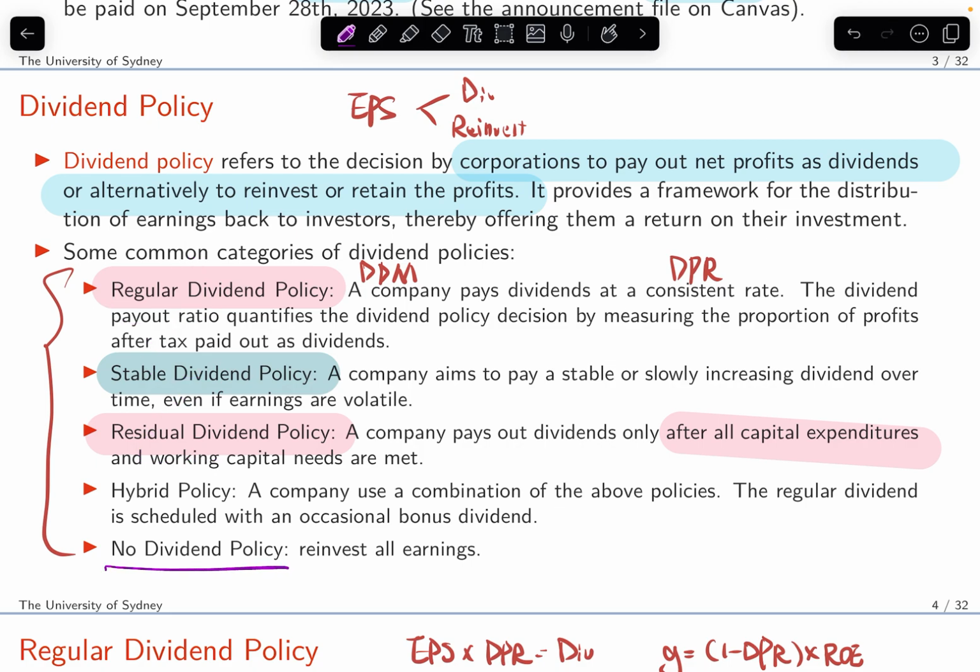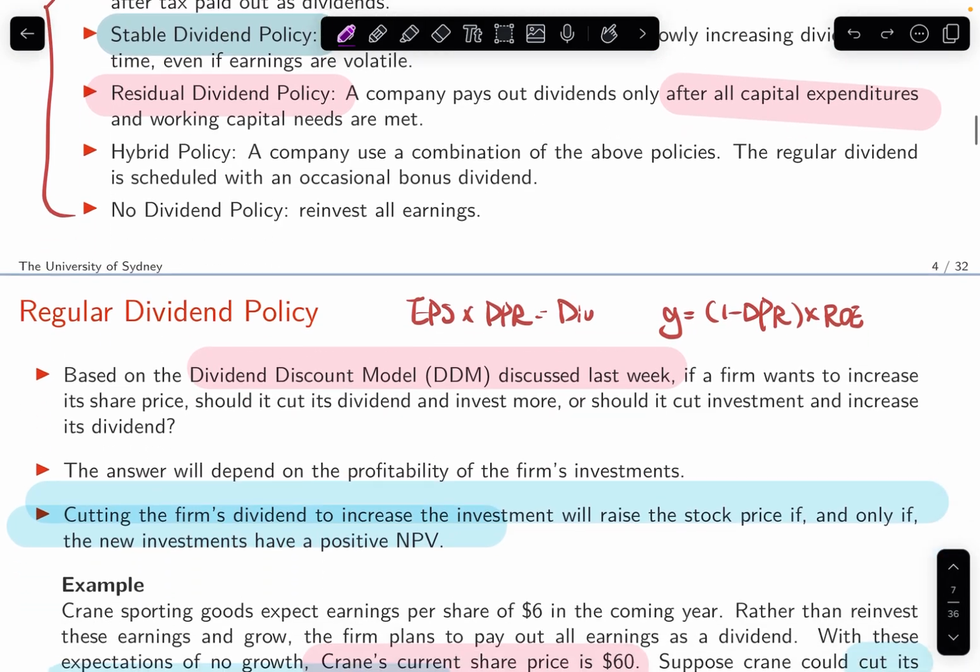Then we have no dividend policy. For example, Google. Right now, Alphabet, the parent company, does not pay any dividends. It reinvests all of its earnings and retains all of its cash flows.